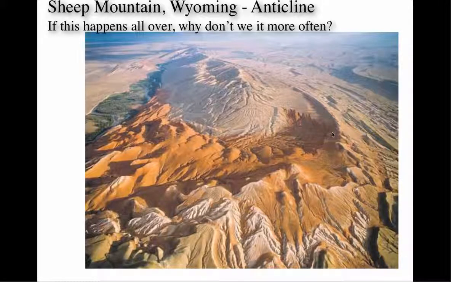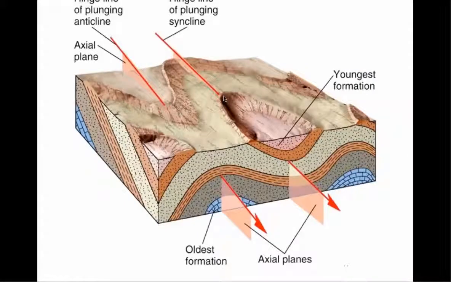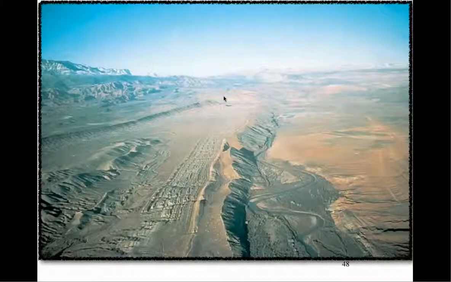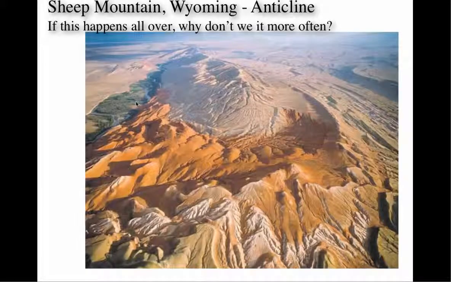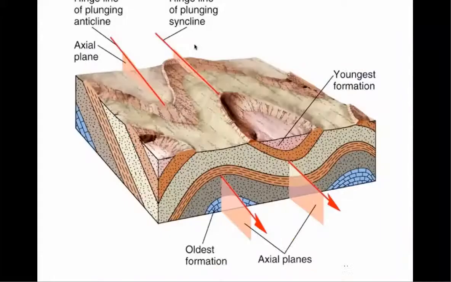Anticline. This is in Wyoming. This is Sheep Mountain. Kind of a beautiful area. Why don't we see anticlines more often? Here's an anticline. I forget. I think it's Sheep Mountain again. We're just looking the opposite direction. Take a look. There you go. In this case, we're looking from the north.